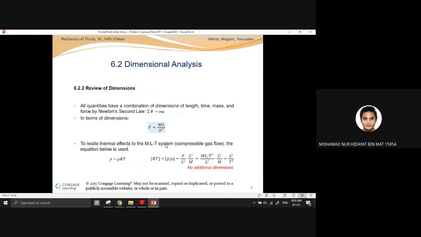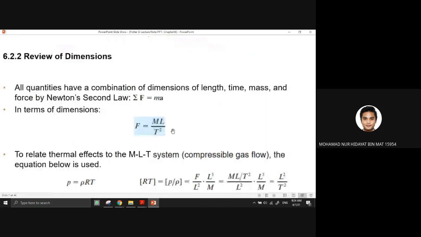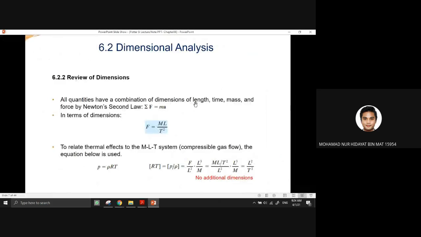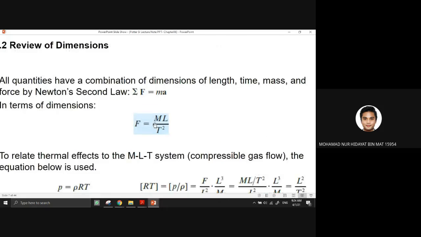Alright, this is the review of the dimension. Remember that every formula or every unit has a dimension. So what is the dimension? The dimension we refer to is the MLT system, which is mass, length, and time. Alright, you can see the force. The force refers to mass times acceleration. So mass refers to capital M for the dimension. Acceleration refers to length over time squared. So length is capital L over T squared.